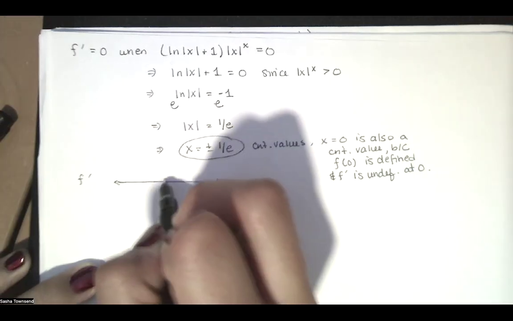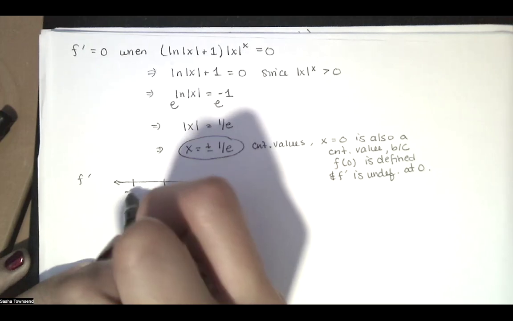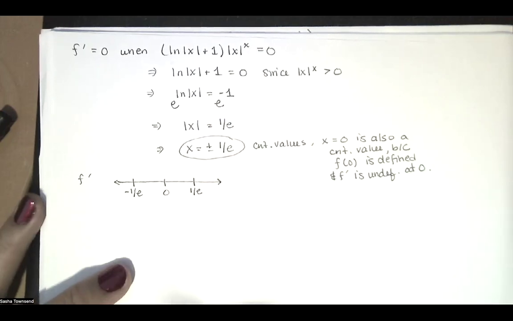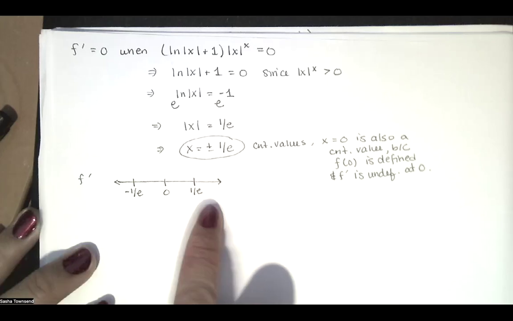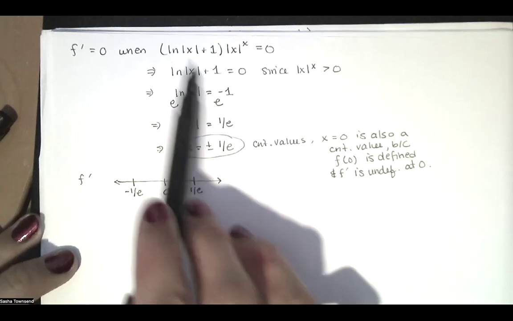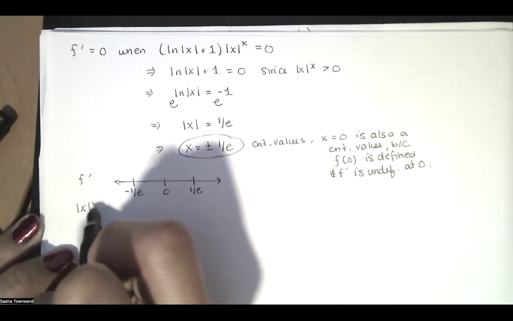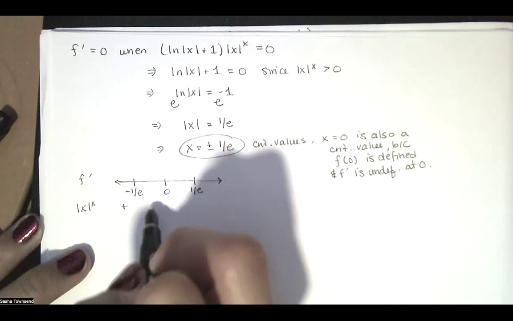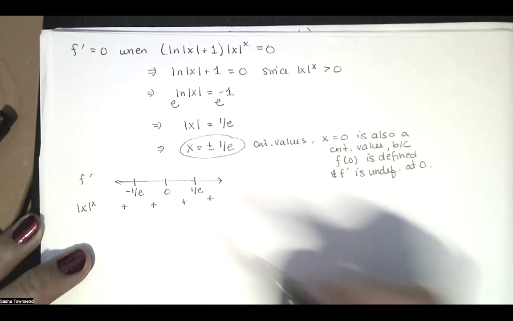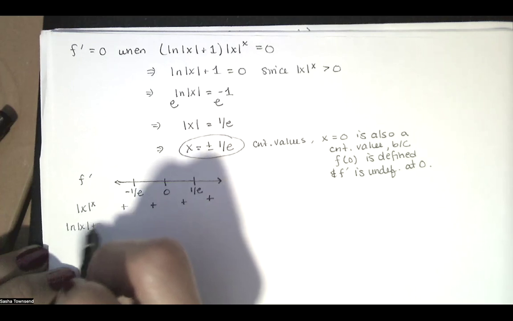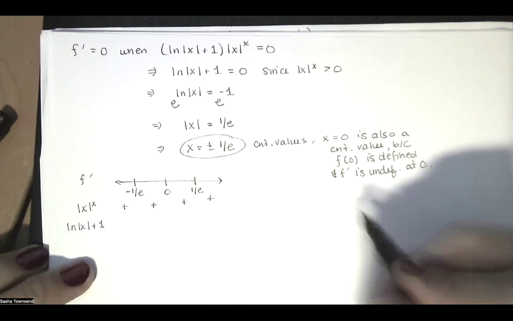So here are our critical values. We've got 0, we've got negative 1 over e, and positive 1 over e. We've got to put those on the number line in the right order, negative, 0, then the positive. And we're interested in the sign of this expression. We said, well, the absolute value of x to the x is always positive. Positive there, and there, and there, and there, and all 4 of those intervals. Well, what about the natural log of the absolute value of x plus 1? Well, let's look at that.